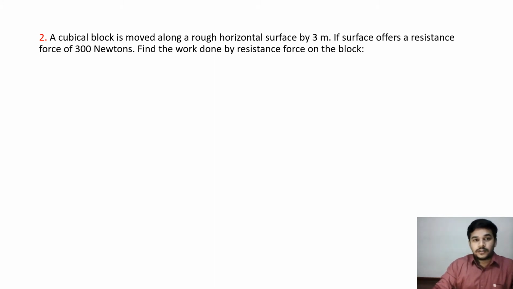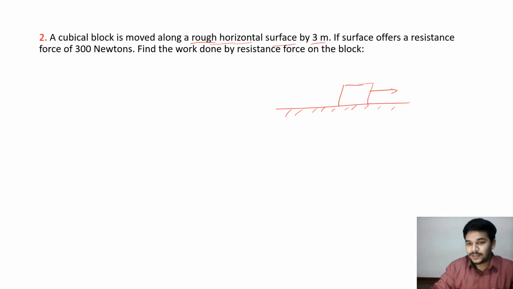So let me start the question here. Question number 2. A cubical block. Okay. In the question number 2, it is given a cubical block is moved along a rough horizontal surface. It is given what? It is a rough surface. Okay. Rough horizontal surface by a distance how much? 3 meter. Okay. So suppose this is the surface and it is given the surface is rough. Okay. And the block has moved, suppose, in the right direction.